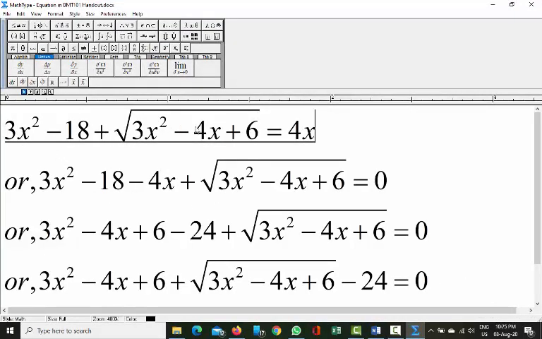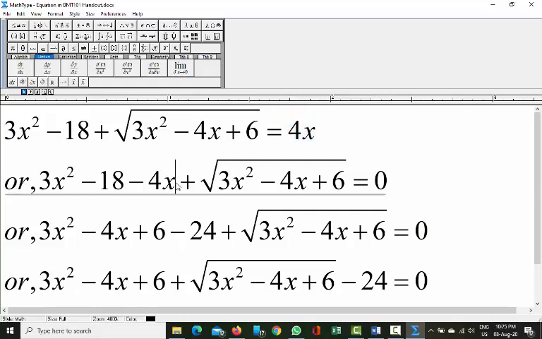So this is the equation we have. We need to solve this one. So first of all, we will bring this 4x to the left hand side. If you bring this 4x to the left hand side, it will become minus 4x. Right. So now as you can see, we have 3x square, and then we have minus 4x. So 3x square minus 4x, and then we have minus 18.